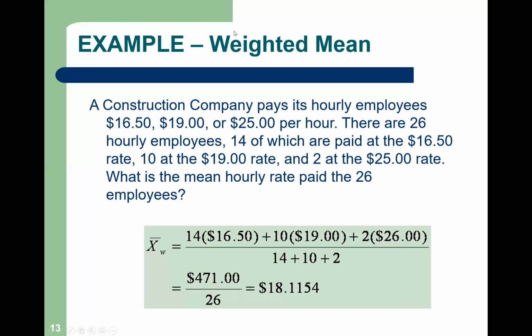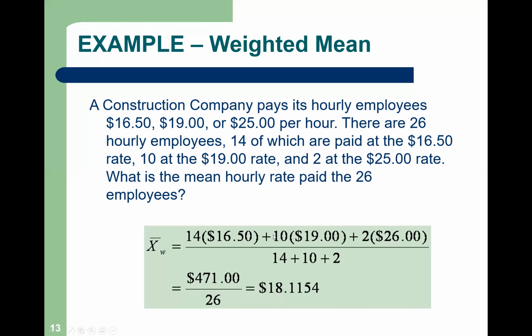If we don't estimate the weighted mean for this set of data, we need to write 16.5 14 times, then write 19 for 10 times and 25 for 2 times, and then sum all these values and divide by the number of values. But the weighted mean is a good, shorter way to find the mean for this type of data set, where we have some associated weights for each value.